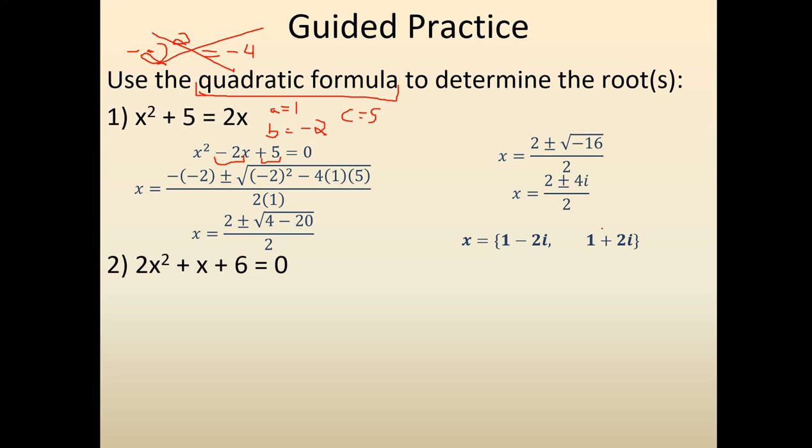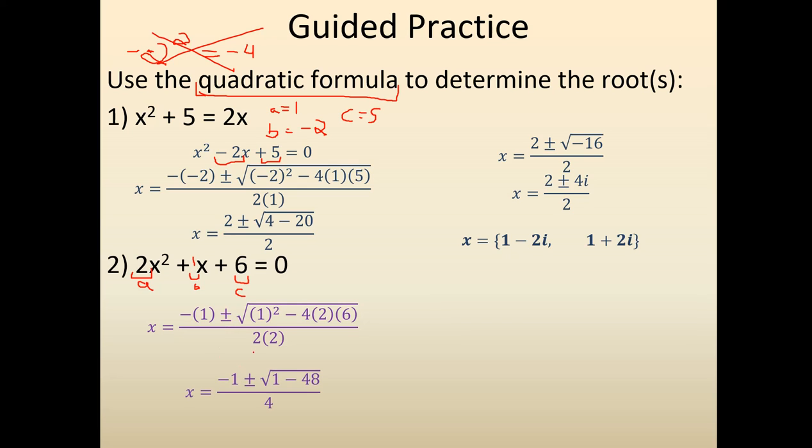For number 2, I don't have to rewrite it. It's actually already in its proper form, so I just leave it as is. Again, we have our a term here, our b term, which is going to be the 1, and the c term. So using the quadratic formula, negative b plus or minus the square root of b squared minus 4ac all over 2a. Cleaning this up, we end up getting negative 1 plus or minus the square root of 1 minus 48 all over 4.